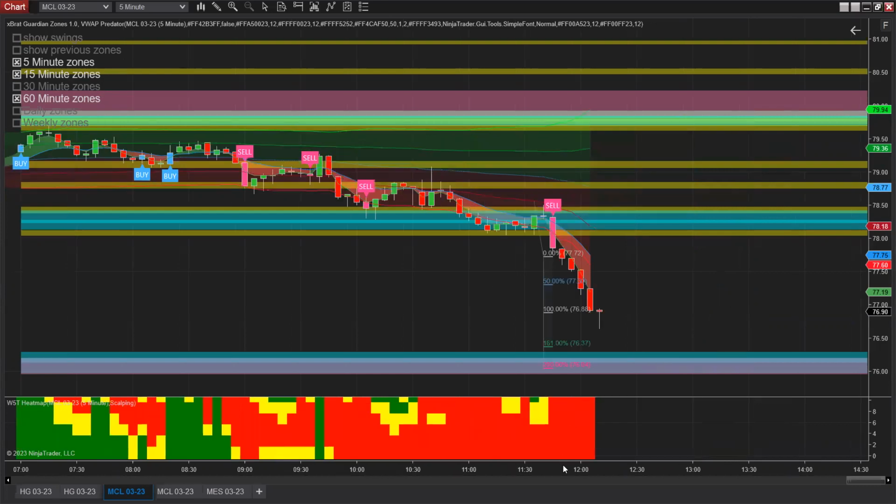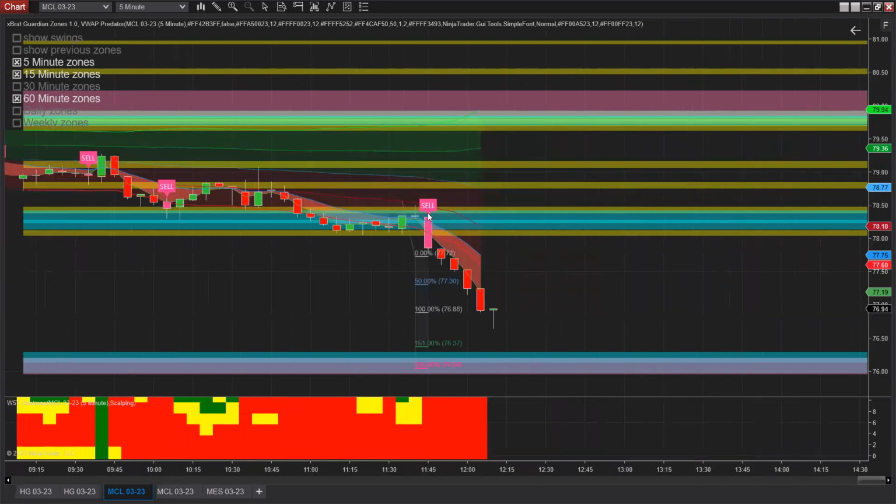We're being patient. We get a sell signal here. It's broken through this support. It's tried here, and then eventually it's broken through. We've got a sell signal on the VWAP predator. Our risk to reward to the next zone is 1 to 2. We're going to take the trade.